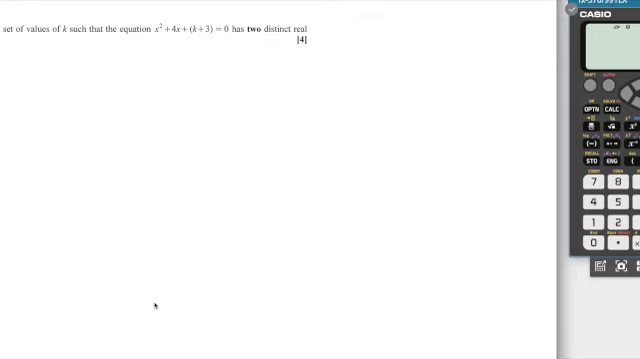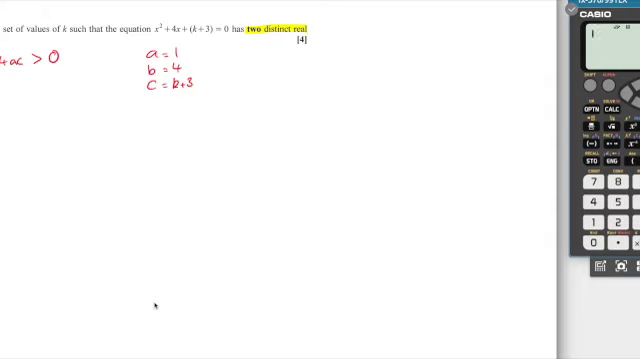It says determine the set of values of k such that that equation has 2 distinct real roots. Now you should be looking at 2 distinct real roots and thinking, I know what that means. That means b squared minus 4ac is greater than 0, and we're going to start with that. So identifying a, b and c: a is 1, b is 4, and c, they've even bracketed it for you this time, is k plus 3.